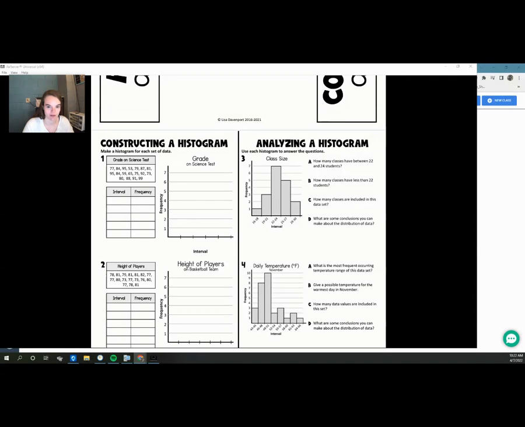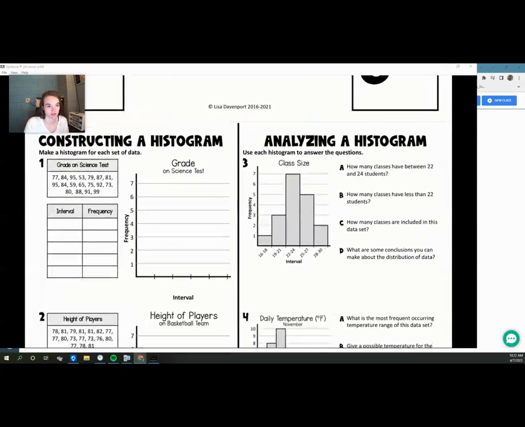A histogram is almost like a bar graph that you're used to. Like this is the histogram. It's got equal intervals, and it shows the frequency, or the number of times that something occurred within that interval.